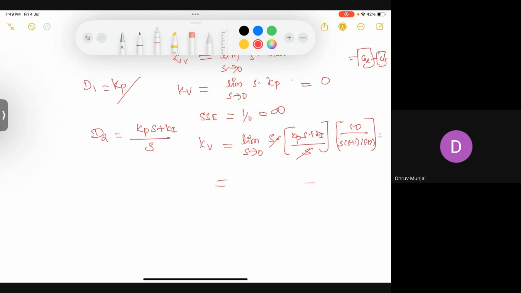Ma'am, can we take s common from the denominator and cut both the s? There is no s in the numerator, no.